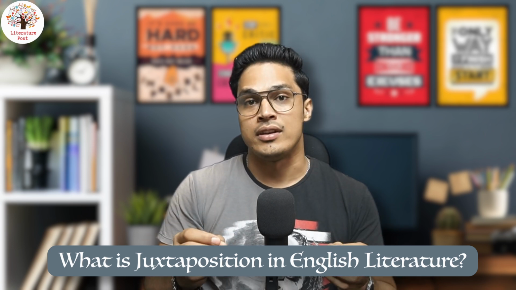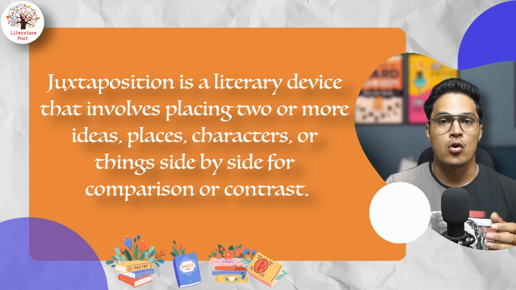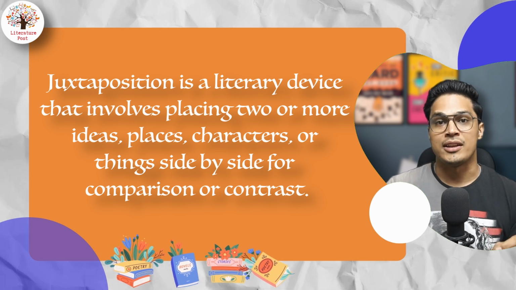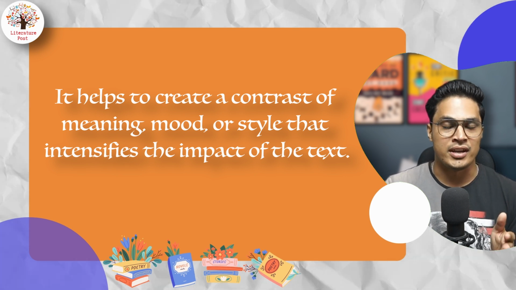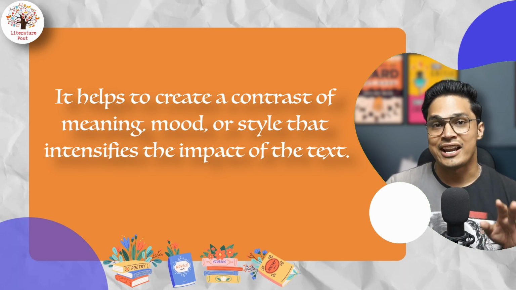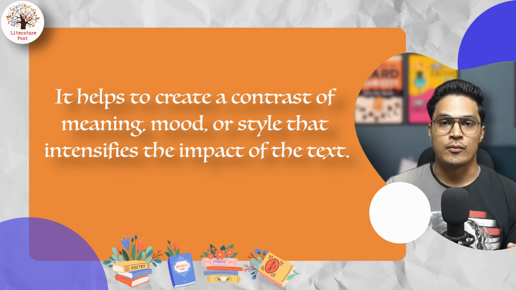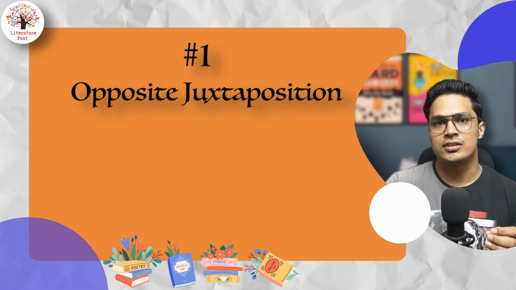So let's dive in. Juxtaposition is a literary device that involves placing two or more ideas, places, characters, or things side by side for comparison or contrast. It helps to create a contrast of meaning, mood, or style that intensifies the impact of the text. There are various types of juxtaposition used in literature, some of which are: number 1, opposite juxtaposition.